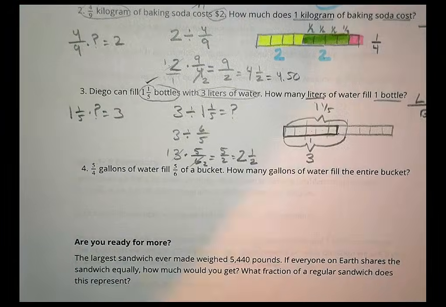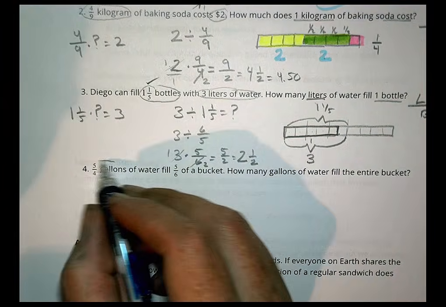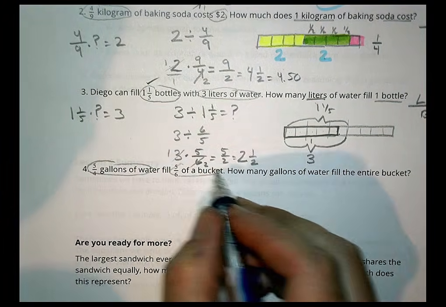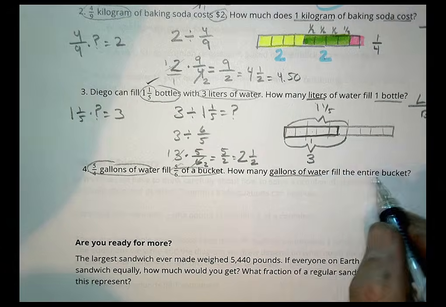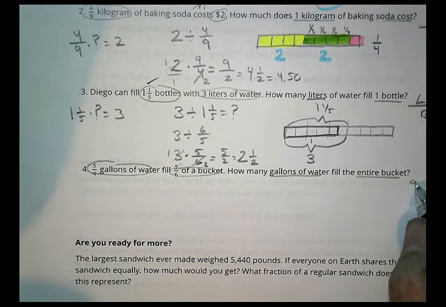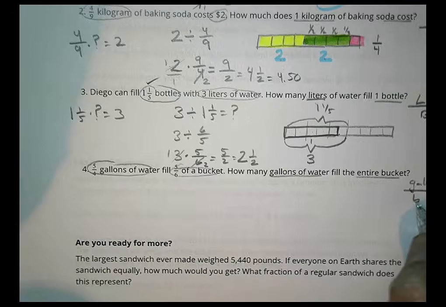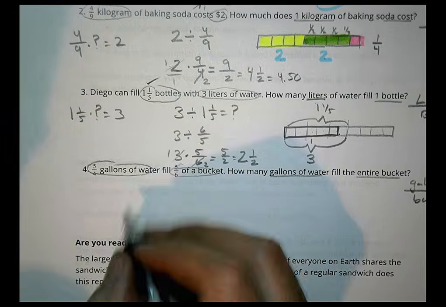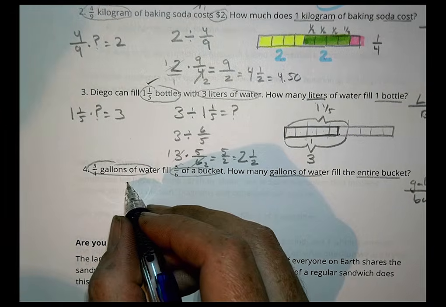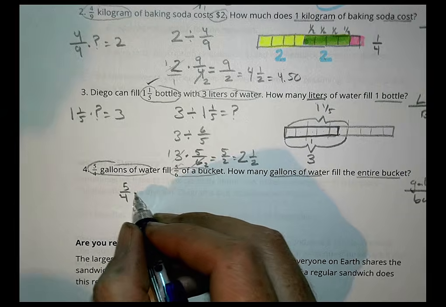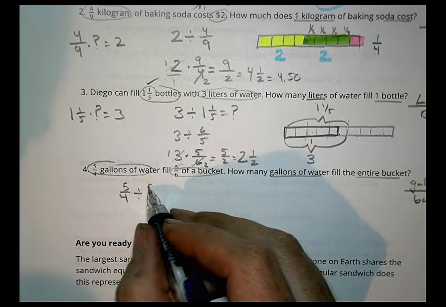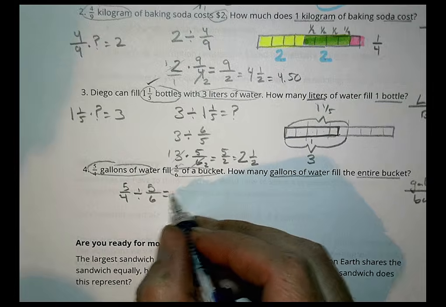All right, one more. 5/4 of a gallon of water fills 5/6 of a bucket. How many gallons of water fill a bucket? So we're looking at the gallons in a bucket. So our gallons here is 5/4 divided by the bucket, which is 5/6, and that's what we're looking for.